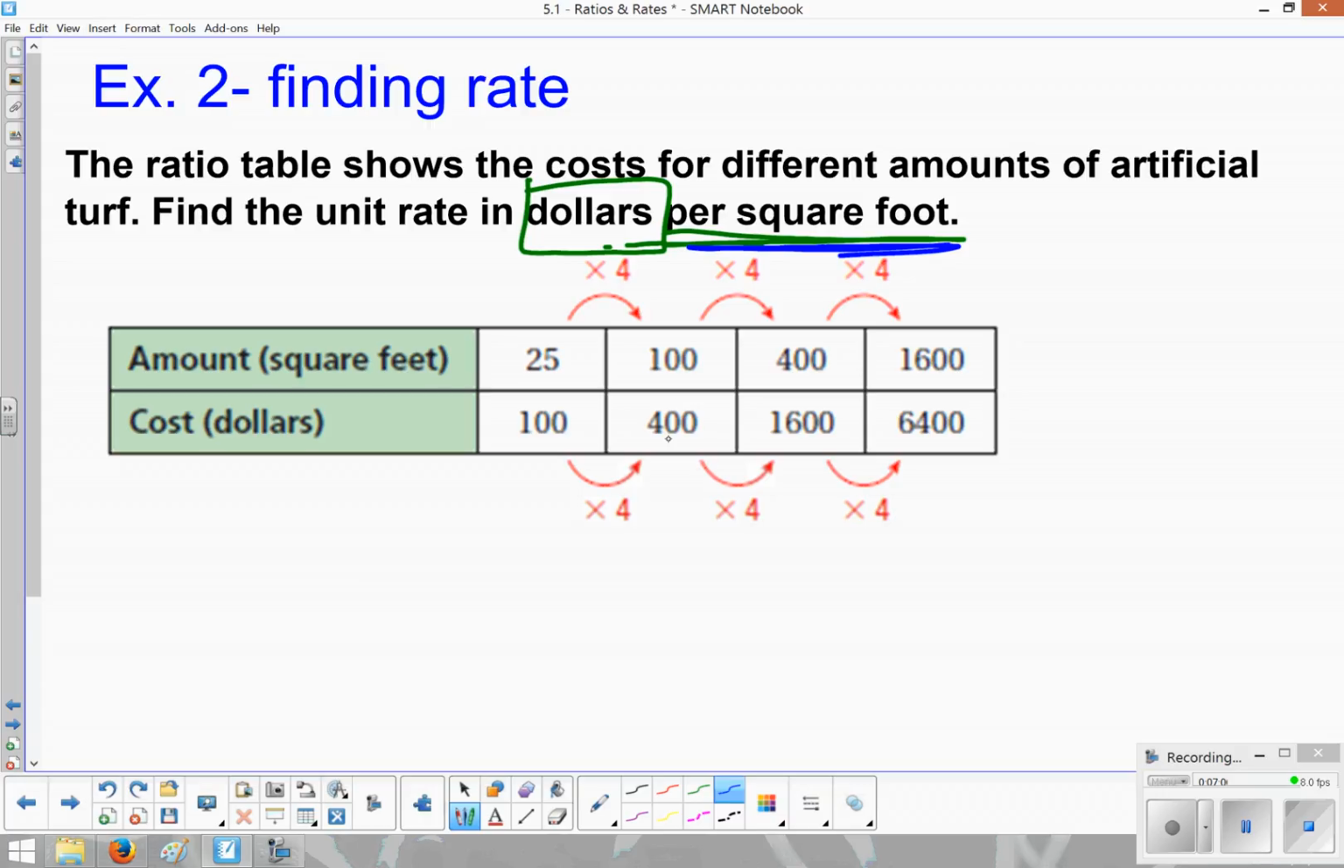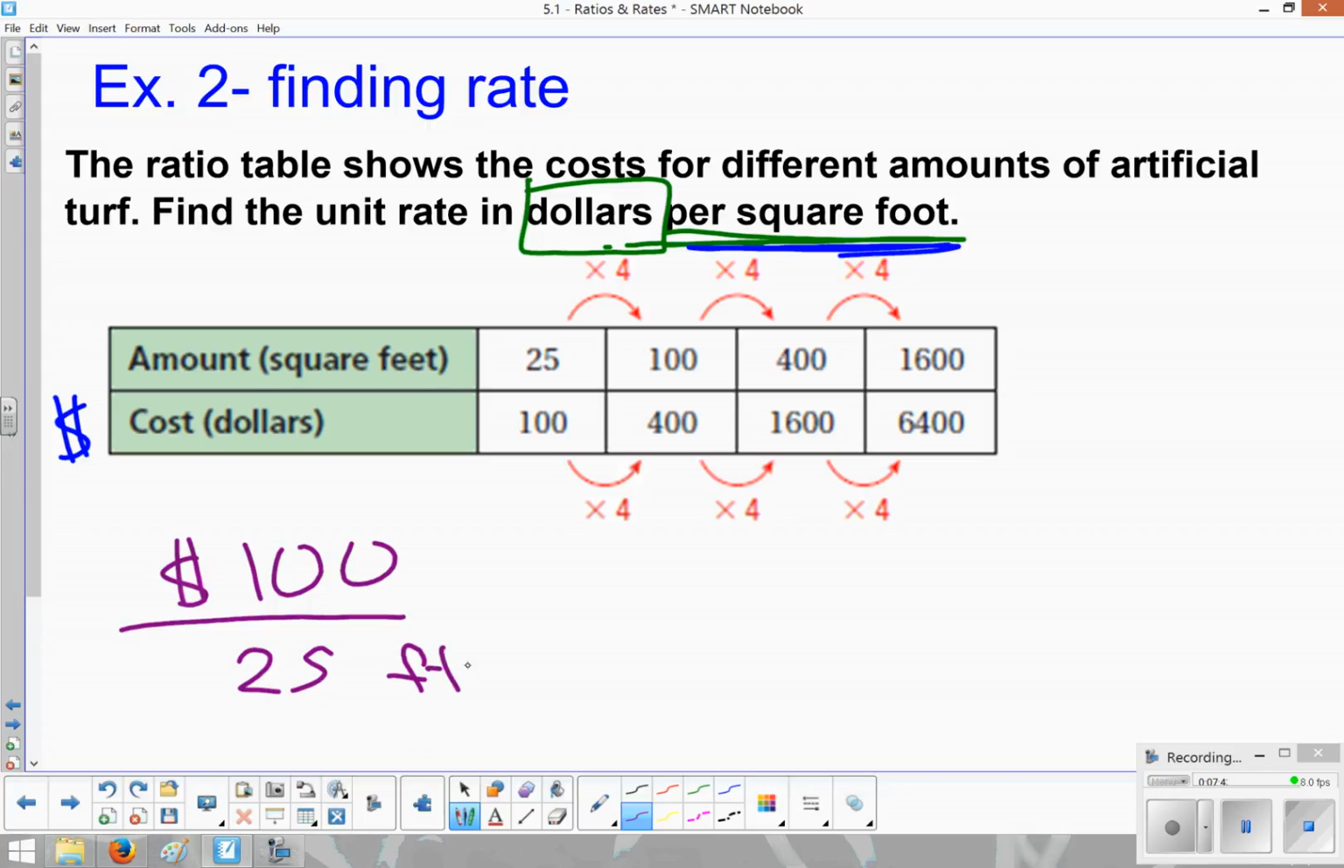100 square feet is $400. 400 square feet is $1,600, and 1,600 square feet is $6,400. So these are the dollars. Now, I want to know the cost, dollars per square foot. Well, I know that $100 gives me 25. Now, when we're finding the unit rate, I also want to mention we always want to put dollars on top. So our dollars will be on top. We know that $100, again, money goes on top, will give us 25 square feet, or feet squared.